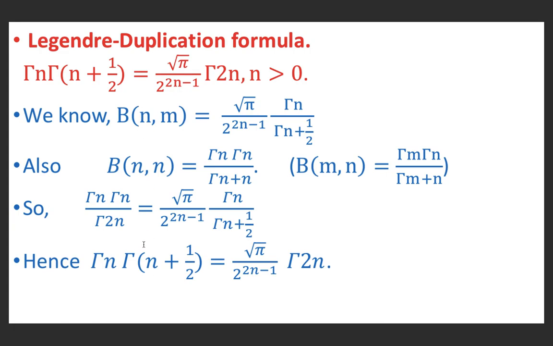Gamma n will cancel from both sides. If we shift gamma n plus half to this side and gamma 2n to the other side, on cross multiplication we will have gamma n plus half here, this is under root pi, this is 2 raised to 2n minus 1, and shifting gamma 2n to the other side, this is the Legendre duplication formula.